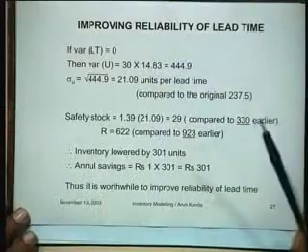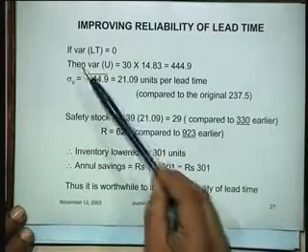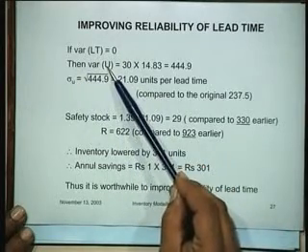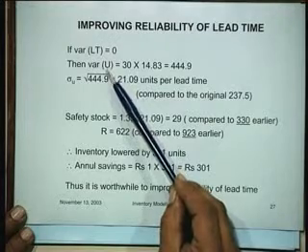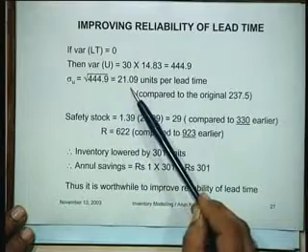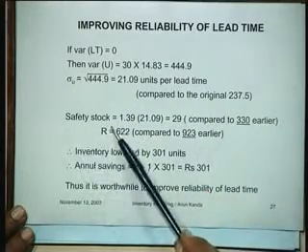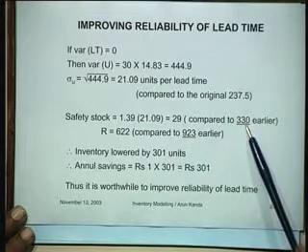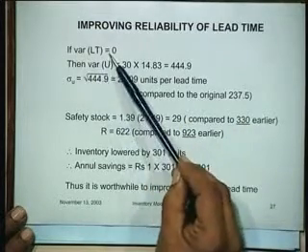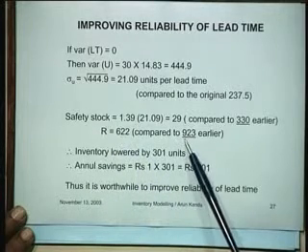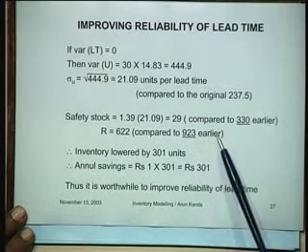We can also use this information to improve the reliability of the lead time. For instance, if the variance of the lead time is 0, then the variance of U, which is the demand during the lead time, will be 444.9. Sigma U will be the square root of this. Safety stock works out to 29, as compared to the 330 value that we had earlier. This is because we have reduced the variance of the lead time to 0. And R would be equal to 622, compared to the 923 value earlier.